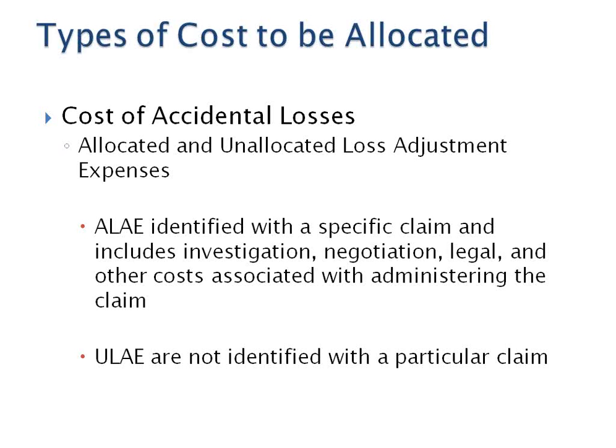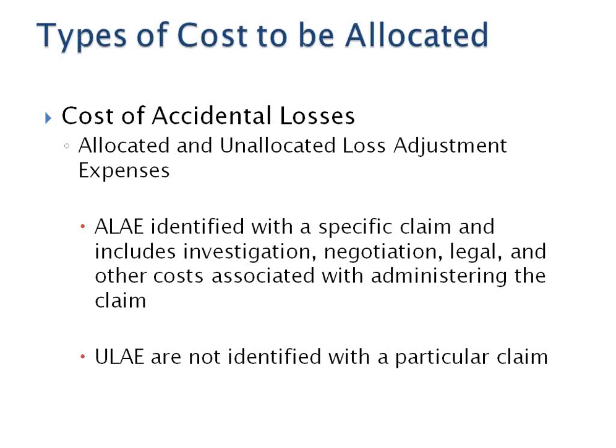So when we talk about types of costs to be allocated, there's the cost of accidental losses. Some people have heard the term ALAE or ULAE. And if you've always wondered what that meant, now you'll know. So we have allocated and unallocated loss adjustment expenses.